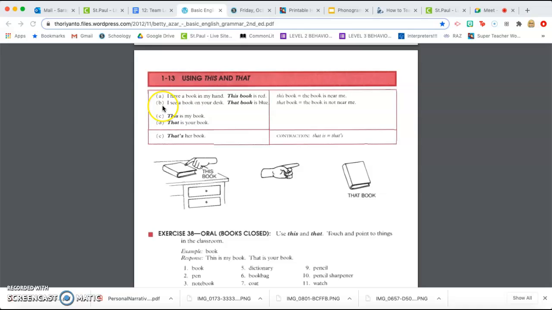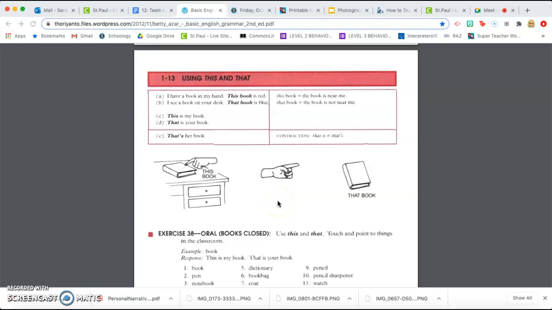When we have an example like example B, it says, I see a book on your desk. That book is blue. In this case, the word that is being used to show that the book is not near me. This is right here, and that is over there. This is my book right here. That is your book, the one over there.